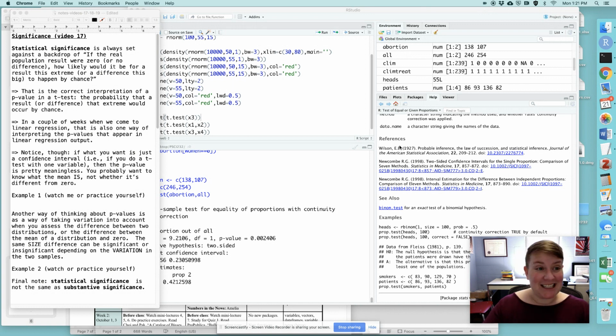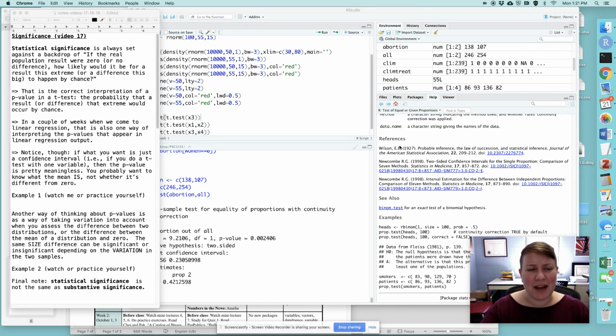Video 17 is about the difference between statistical significance and substantive significance. In particular, we want to figure out what does it actually mean to say that something is statistically significant. The way to start explaining is to say that statistical significance is always set against a backdrop of the real answer is 0, or the real difference is 0, or the real effect is no effect. So that will be our null hypothesis. We'll talk about null hypotheses a little bit more in the next video.